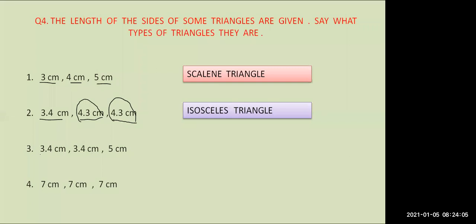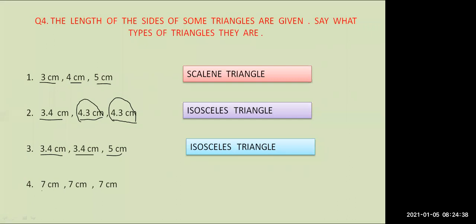Now just observe the third one. 4.3, 4.3 and 5 centimeter. Observe and give me the answers. Isosceles triangle. Isosceles triangle again. Very good. One more isosceles triangle we have, because here also we have two sides with similar measurements and the third side is different. So it is an isosceles triangle.